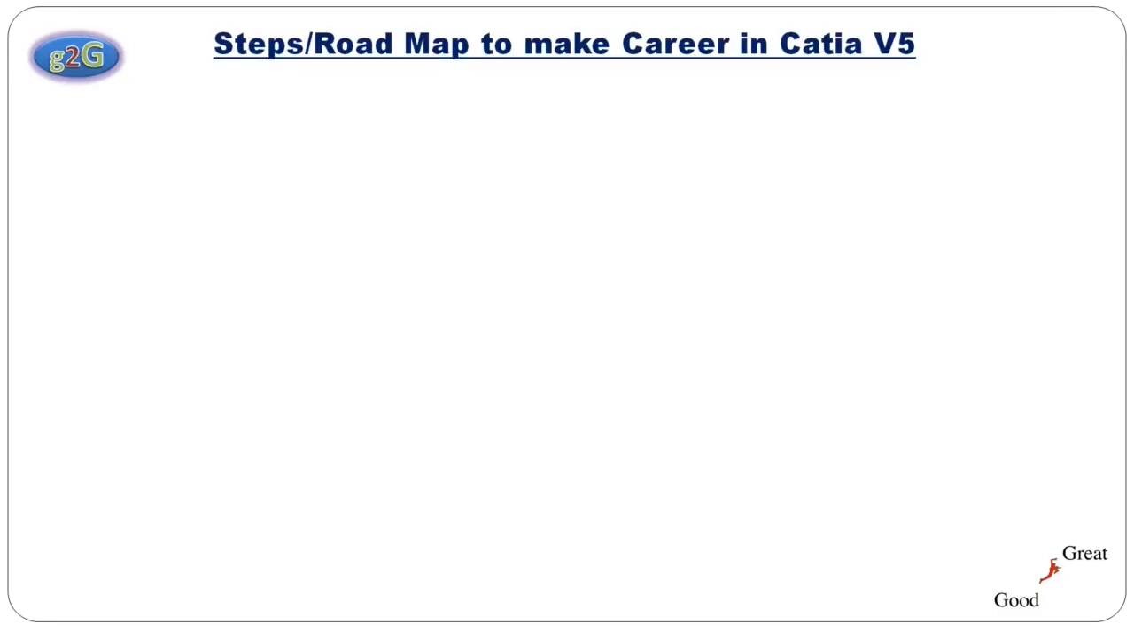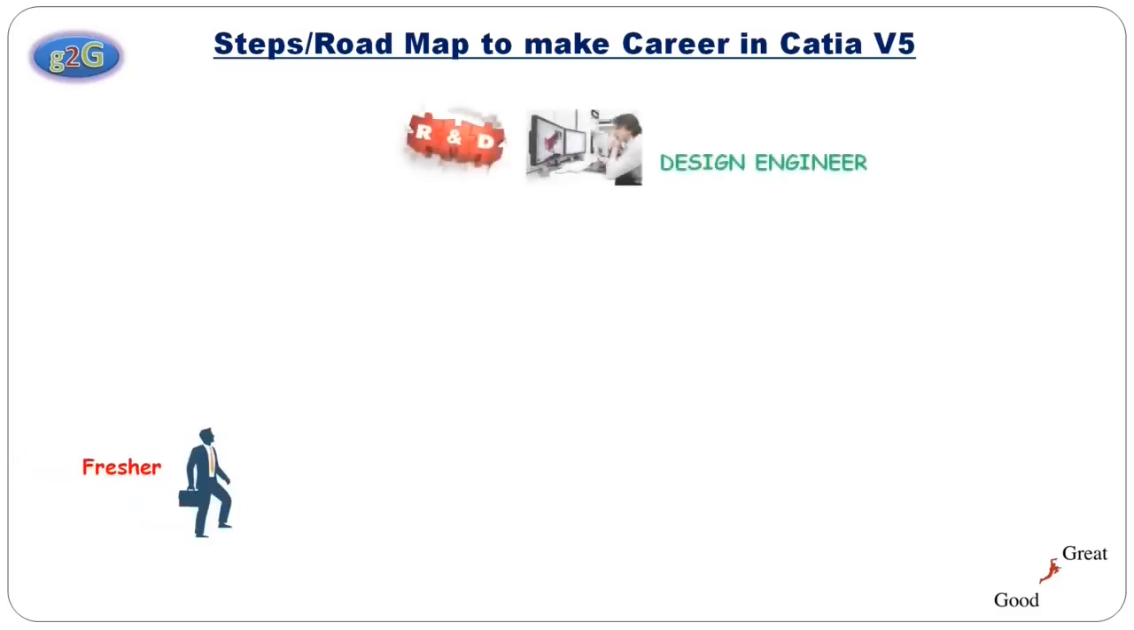These steps are not limited only to making a career in CATIA V5. These are applicable to make a career in any CAD and CAE software. So freshers, fresh mechanical graduates, and students looking for a career change from any other profile who want to be a design engineer and want to work in R&D should follow these steps very seriously. Step 1.